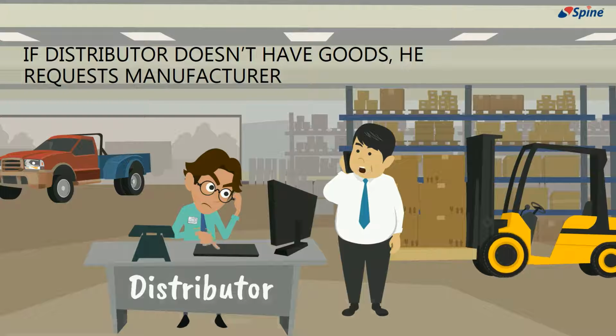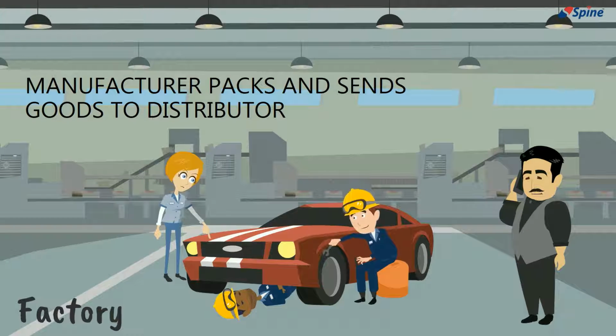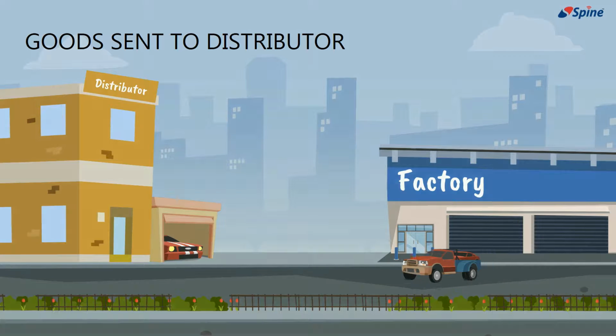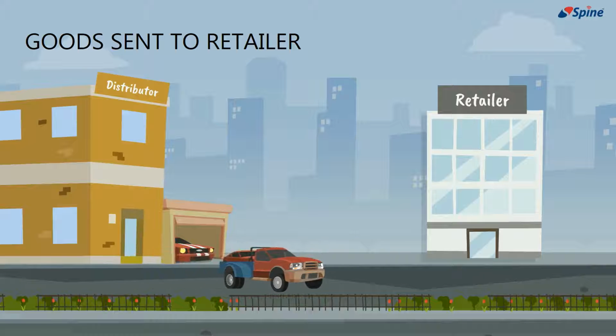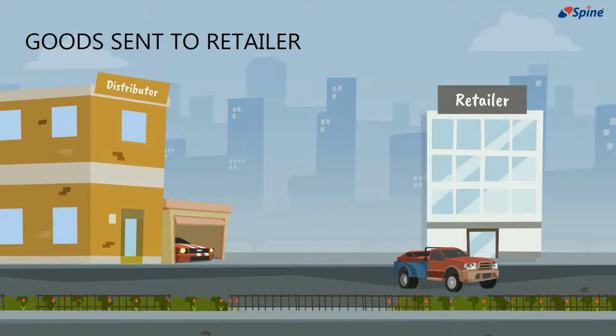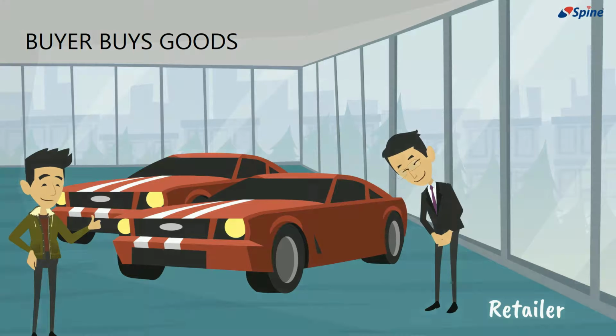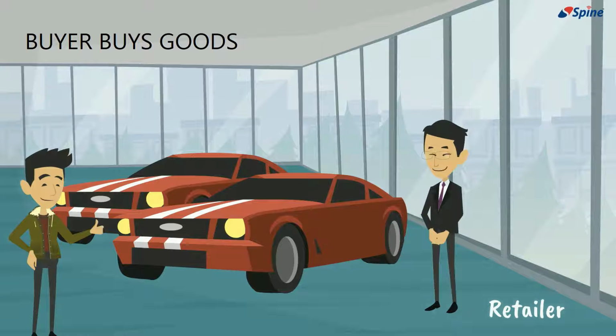However, if the distributor does not have the goods, he would ask the manufacturer, or the company, Ford, in this case. The visual shows a general outlook of the production line of a manufacturer. Once the manufacturer receives the order from the distributor, it packs and sends the goods to the distributor. This is the flow of goods from the factory, or the manufacturer, to the distributor. Once the distributor receives the goods, that is, Ford Mustang, he intimates the retailer. Then, the goods are transported from the distributor to the retailer. Finally, as the retailer receives the goods, the buyer can buy it. This is a general cycle for goods.